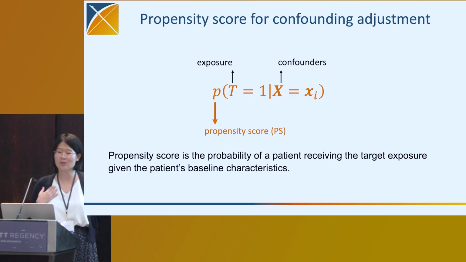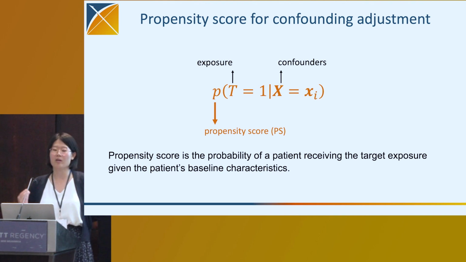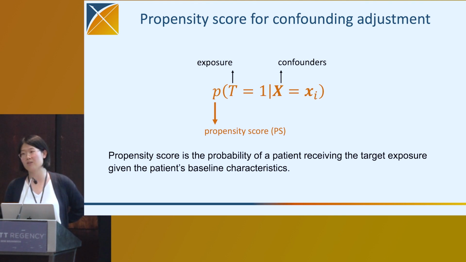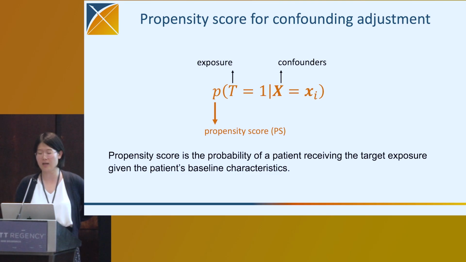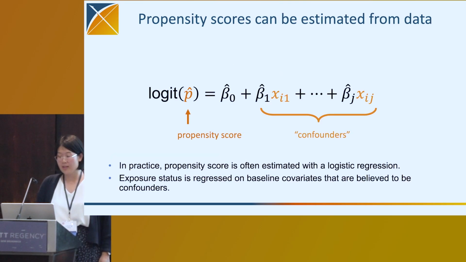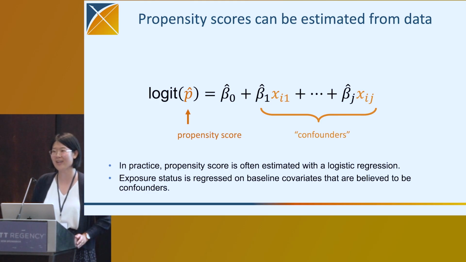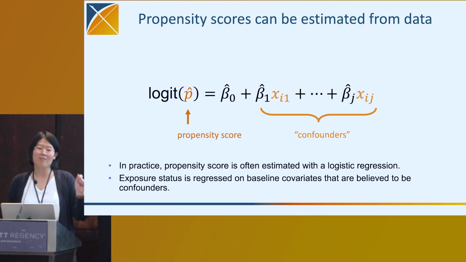So the propensity score is the probability of getting the target exposure given a patient's baseline confounders, right? They're confounders at the baseline. So it's a probability between 0 and 1. In practice, we never observe a propensity score, right? It's not a feature in your data that tells you, oh, for people who look like this person, the probability of getting treatment is 0.78. But this is something that we can estimate from the data.